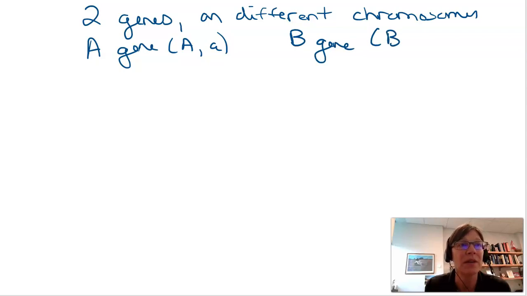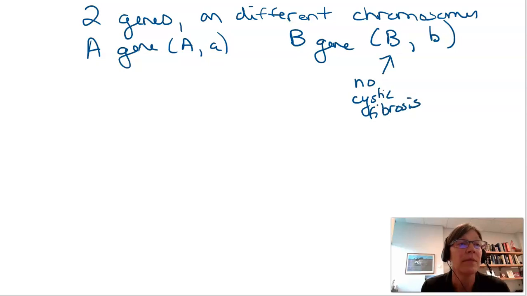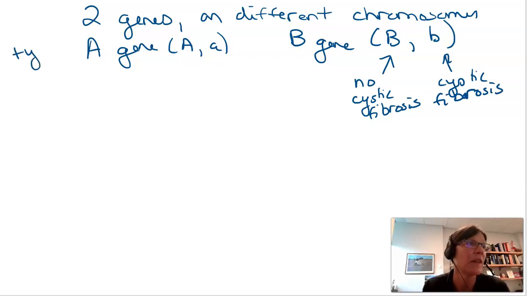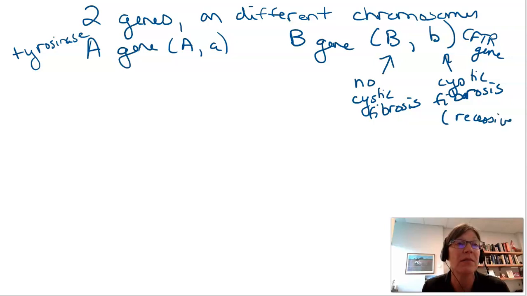And it could be the dominant allele or the recessive allele. Okay, and we could assign another phenotype to this. We could say that this is associated with no cystic fibrosis, and this allele is associated with cystic fibrosis. So in this example, this is a real human thing. The A gene is the tyrosinase gene that I was just discussing. And the B gene is a gene called the CFTR gene, which is associated with a recessive condition called cystic fibrosis. So this is another recessive condition.